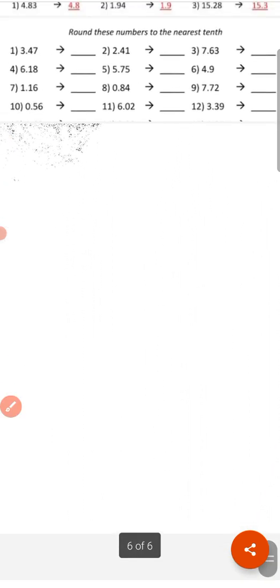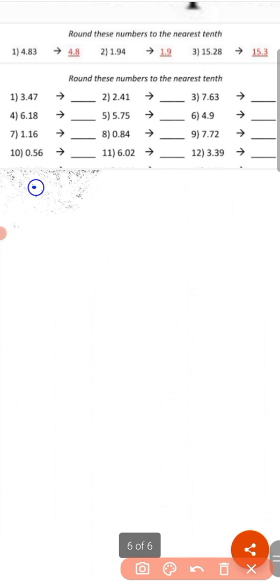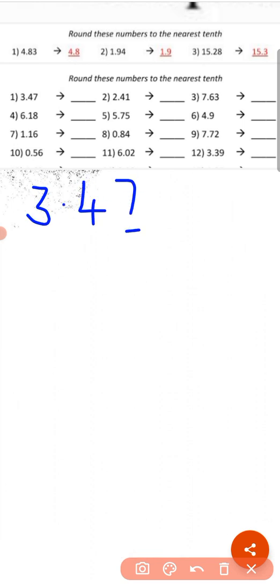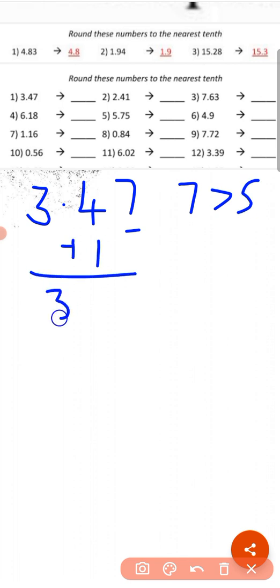Let us do more examples, children. Next number is 3.47. 100th place is 7. 7 is greater than 5. So add 1 to the 10th place. So it becomes 3.5. Okay, 3.5.